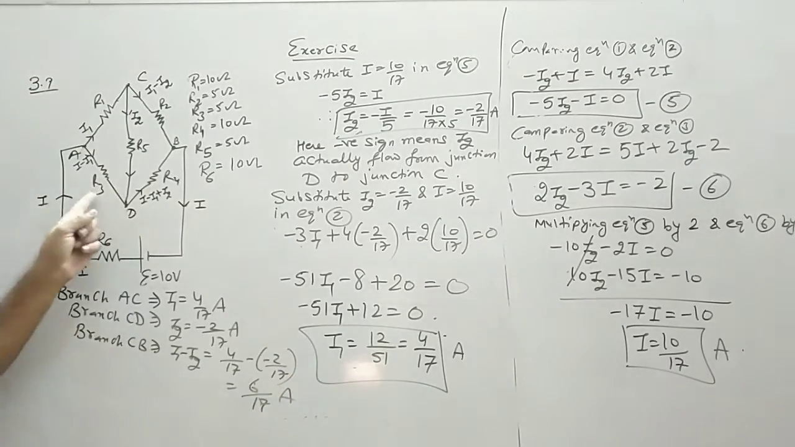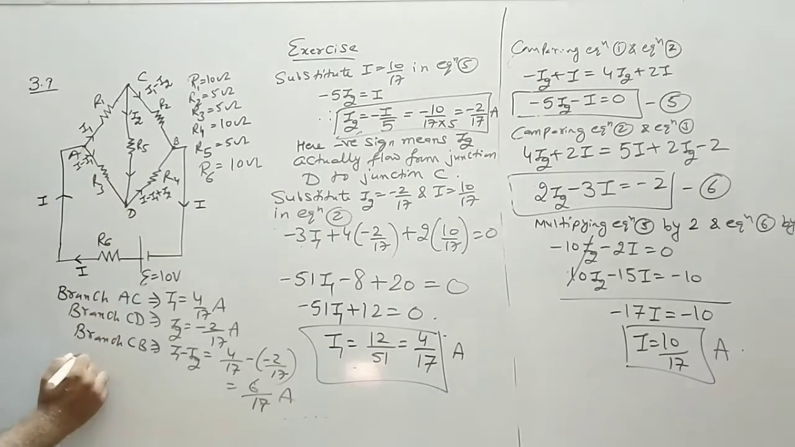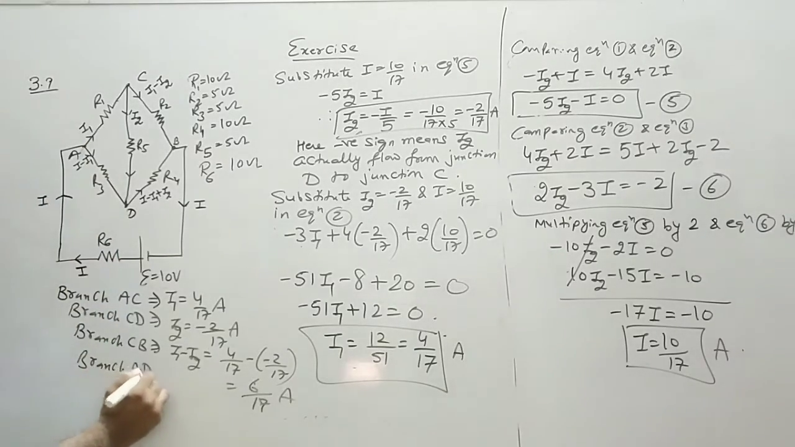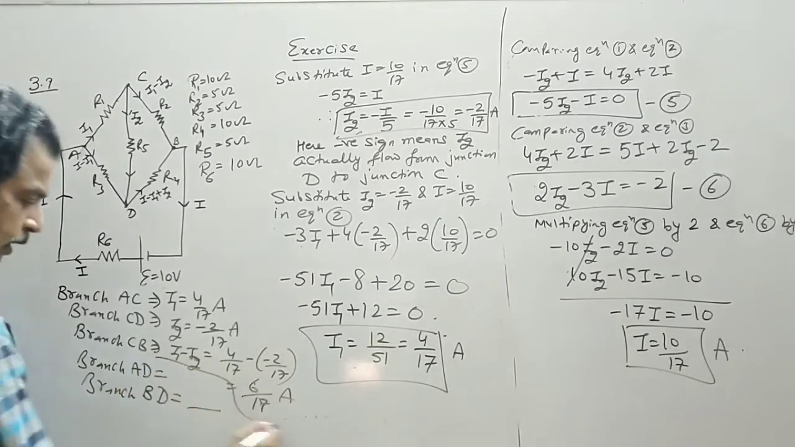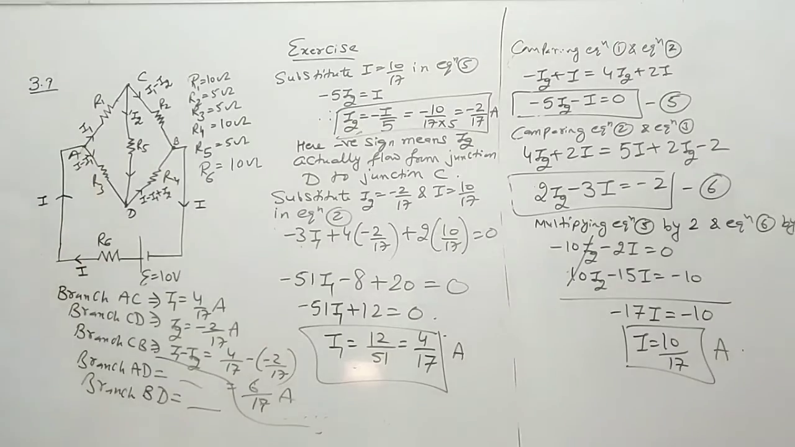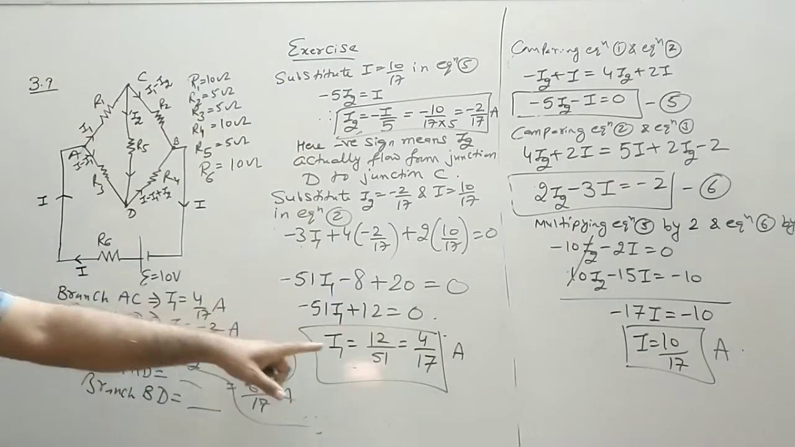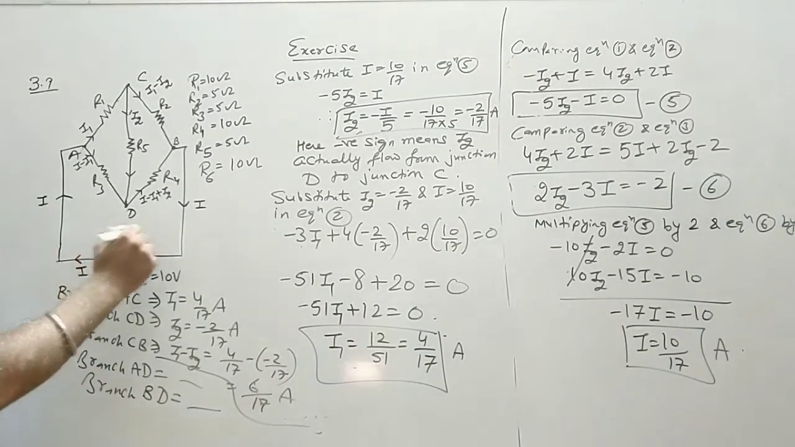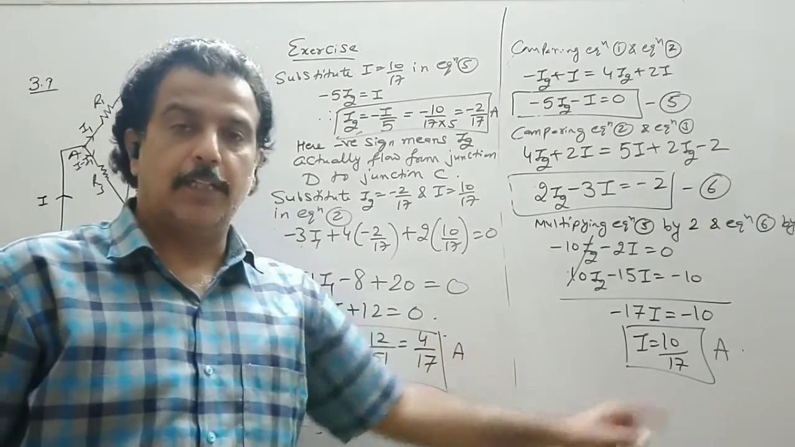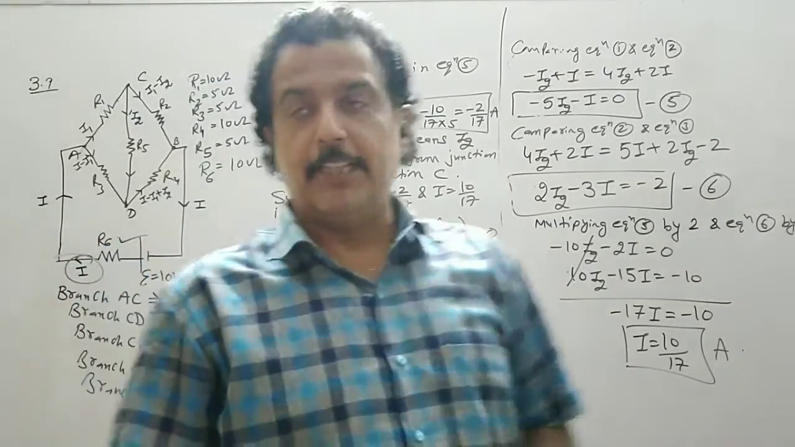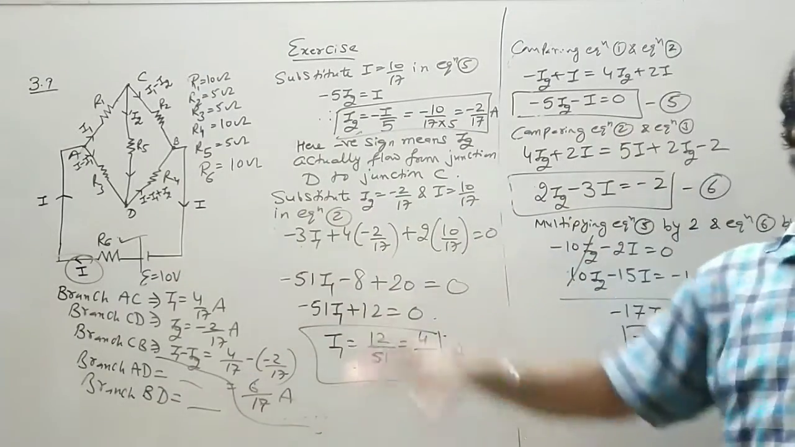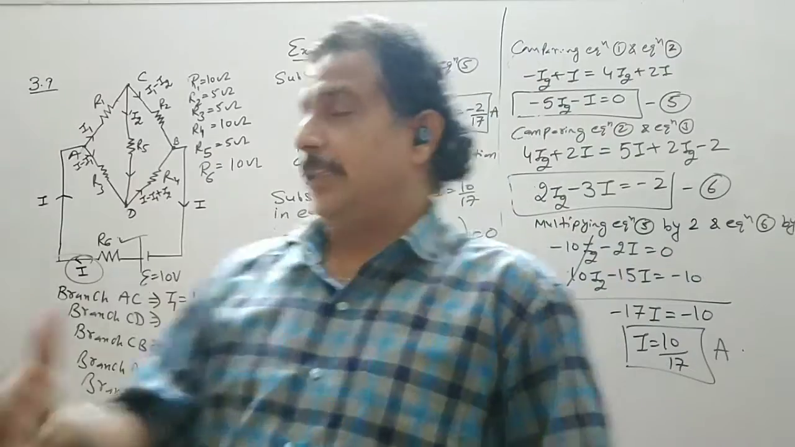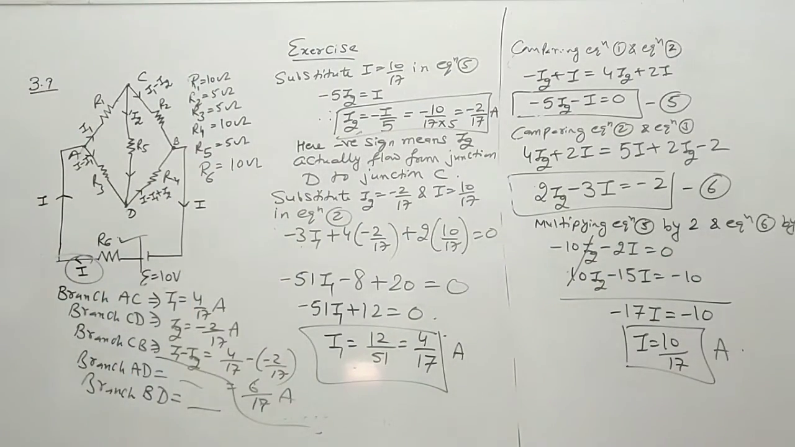So similarly you write for this branch AD, you write the answer. Then we have a branch BD, you can write that answer. So you do this calculation. So this is I minus I1, that is 10 by 17 minus 4 by 17, so that is 6 by 17, like this. And the current flowing through R6 is I, that is the total current 10 by 17. So you write the current of the respective branches. Now let us move to another numerical of our exercise.